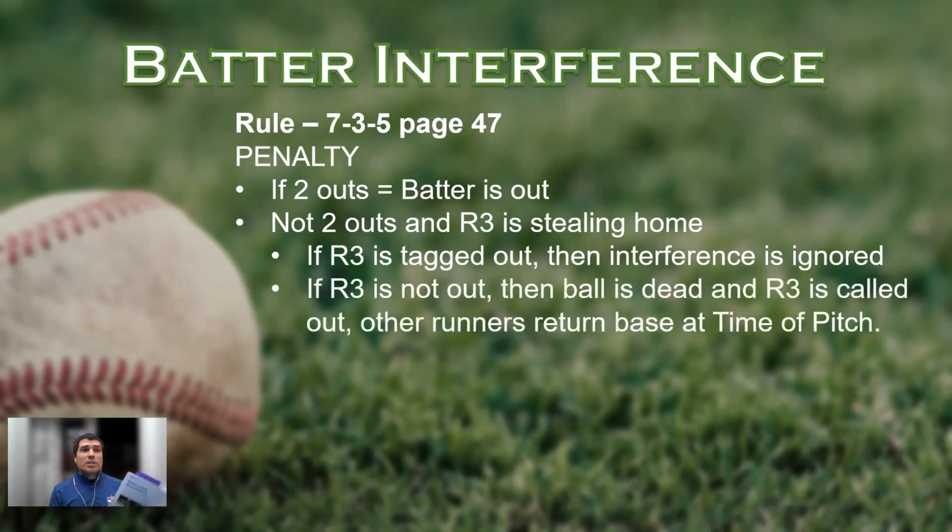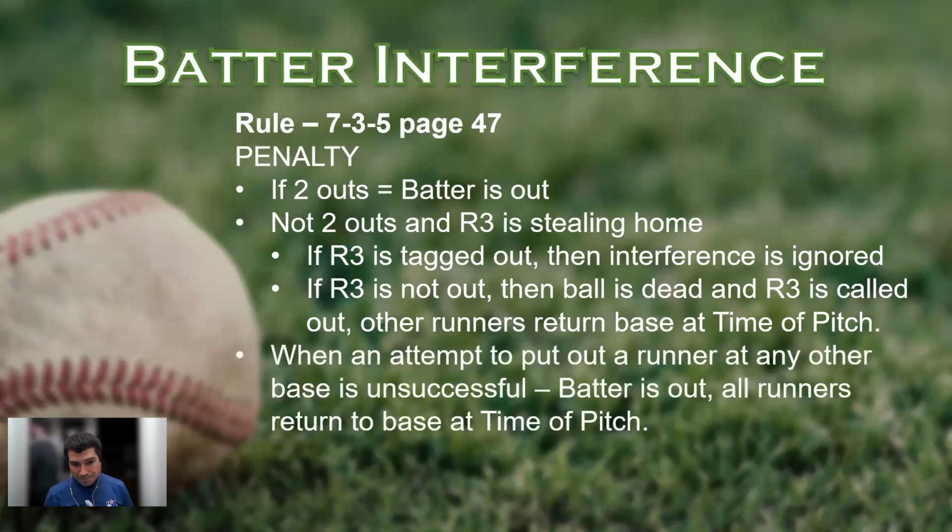However, if R3 is not put out, then the ball is going to be dead and R3 is called out. All other runners return to base at time of pitch. That's an important designation, time of pitch, okay? So no outs or one out, and the runner at third is stealing on the pitch. If the runner is out, he's out, interference ignored. If he's not out, then we're going to call R3 out for the interference, the batter stays in the box, and runners return to time of pitch.